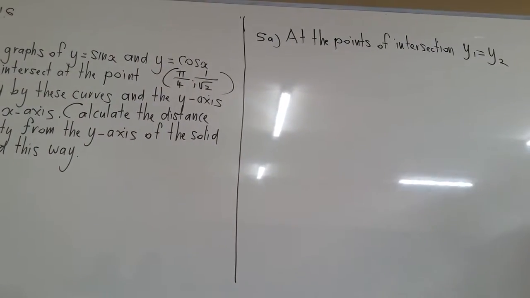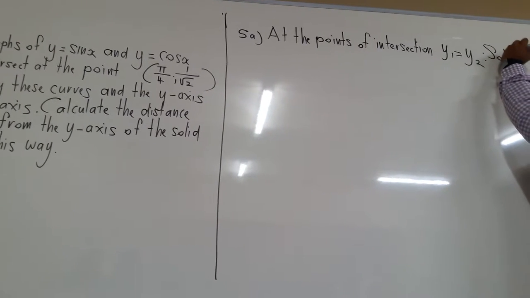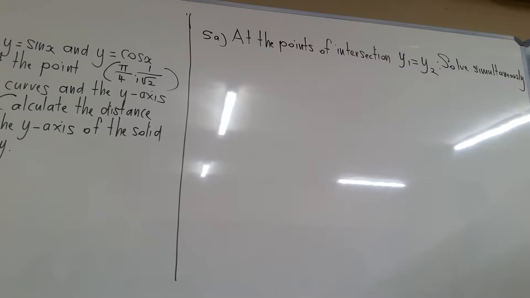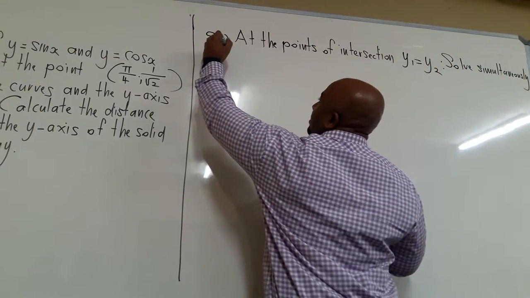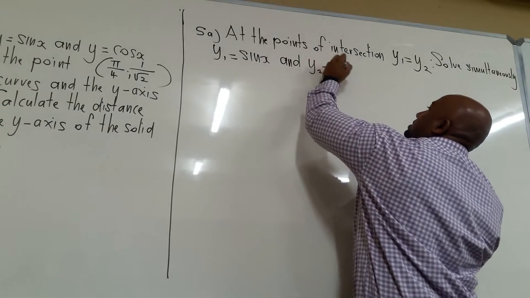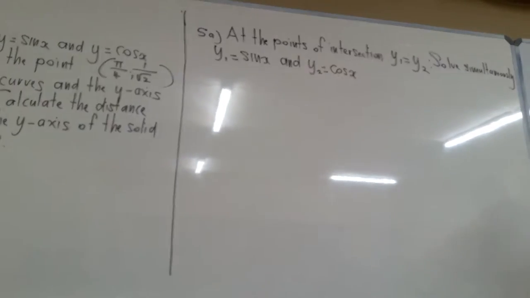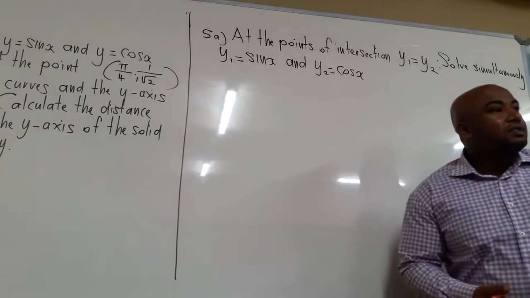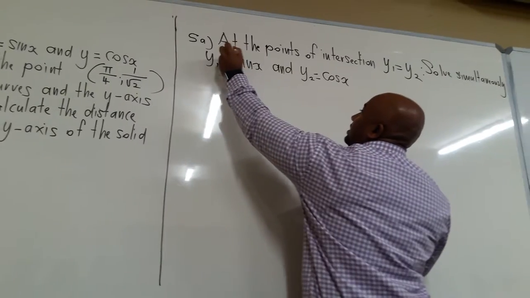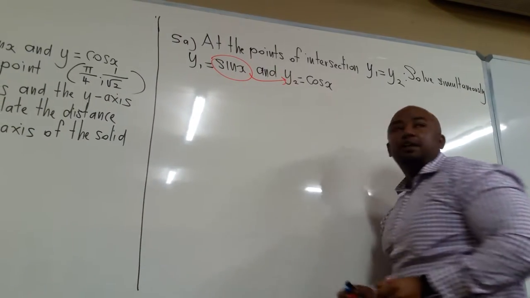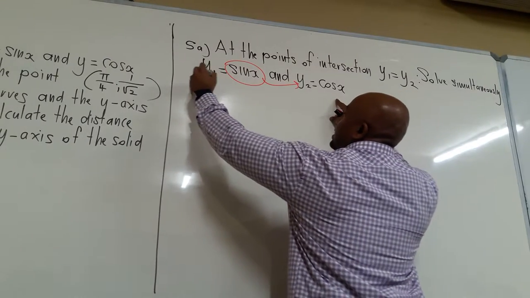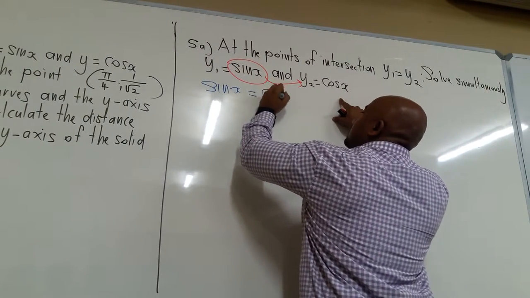So I'm saying y1 equal to y2, so we solve simultaneously. Let's call y1 equal to sine x, and y2 is equal to cos x. So now, simultaneous equations: take one equation, substitute into the other equation. So if I take equation 1 and replace y in the second equation, let's see what happens. So now I will have sine x equal to cos of x.